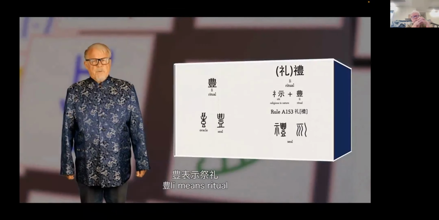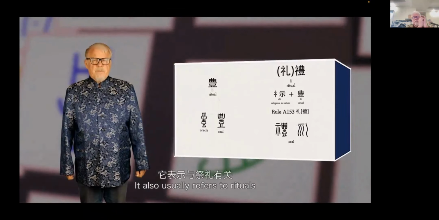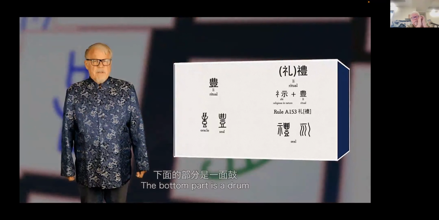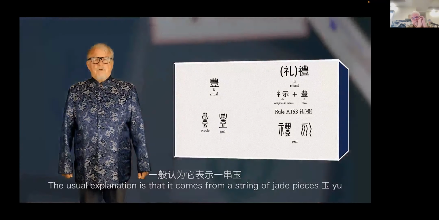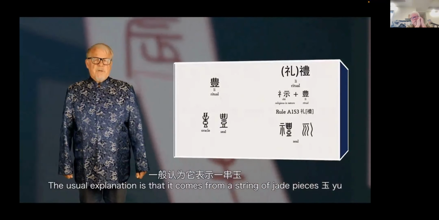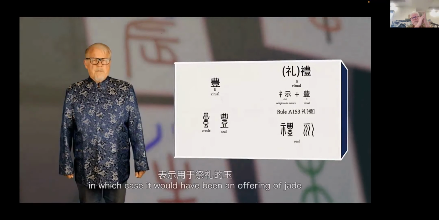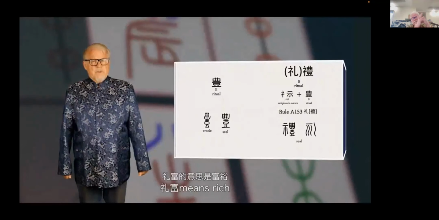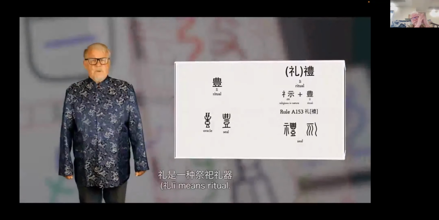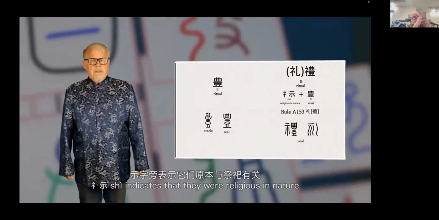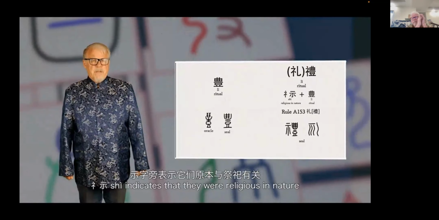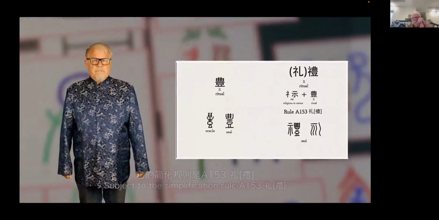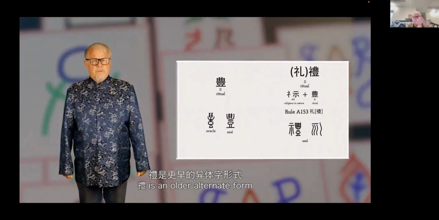Li means ritual. It usually refers to rituals. The bottom part is a drum and the extra top part is debatable. The usual explanation is that it comes from a string of jade pieces, yu, in which case it would have been an offering of jade. Li fu means rich. Li means ritual. Shi indicates that they were religious in nature. It is subject to the simplification rule A153. Li is an older alternate form.